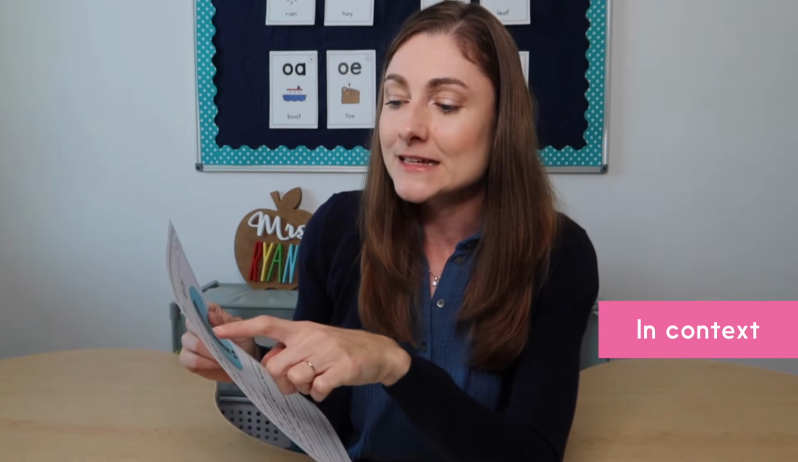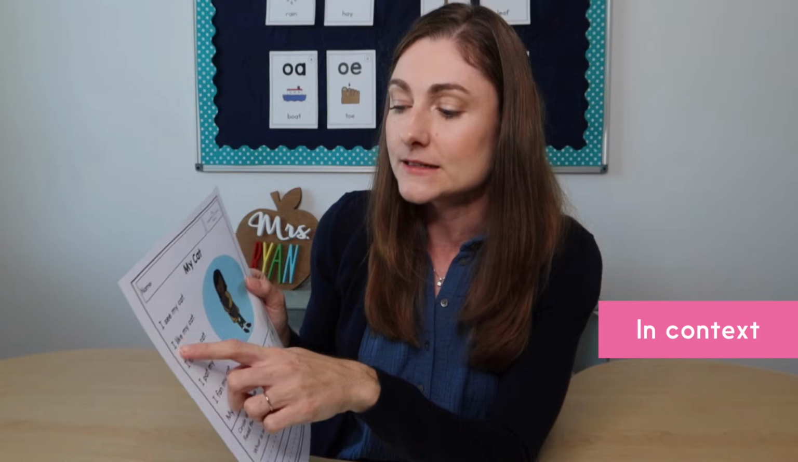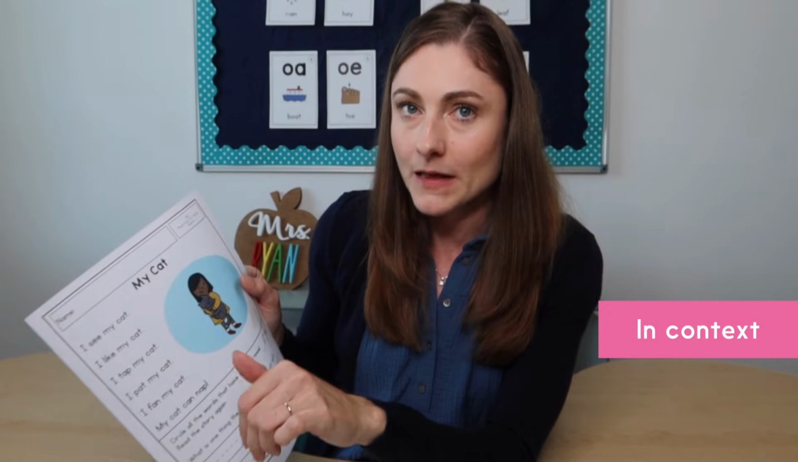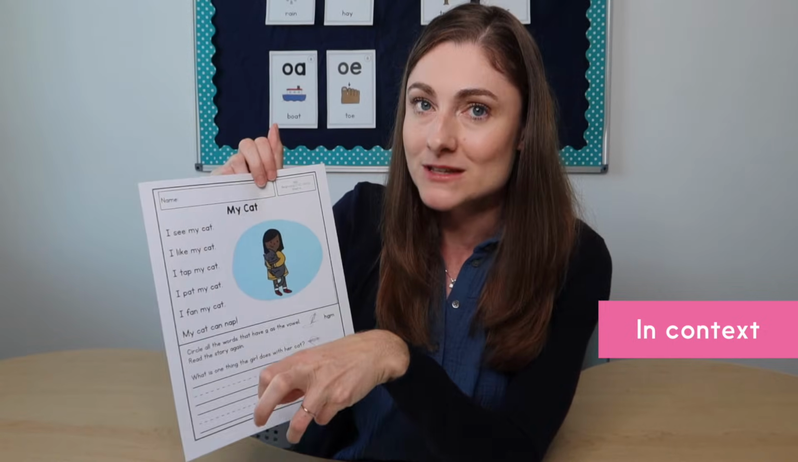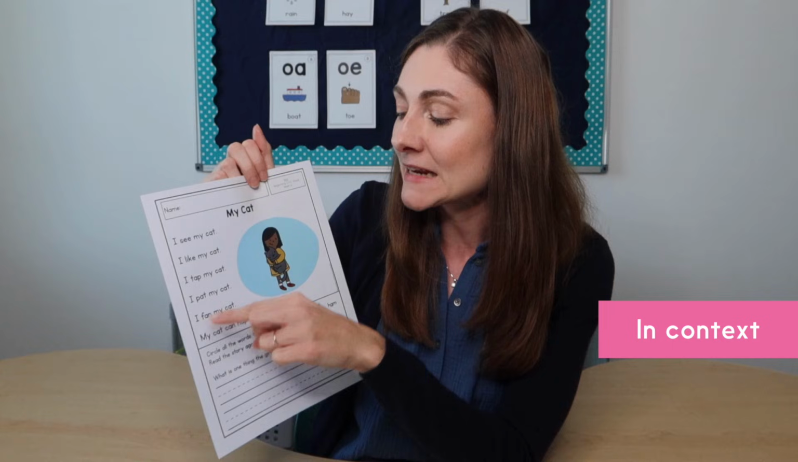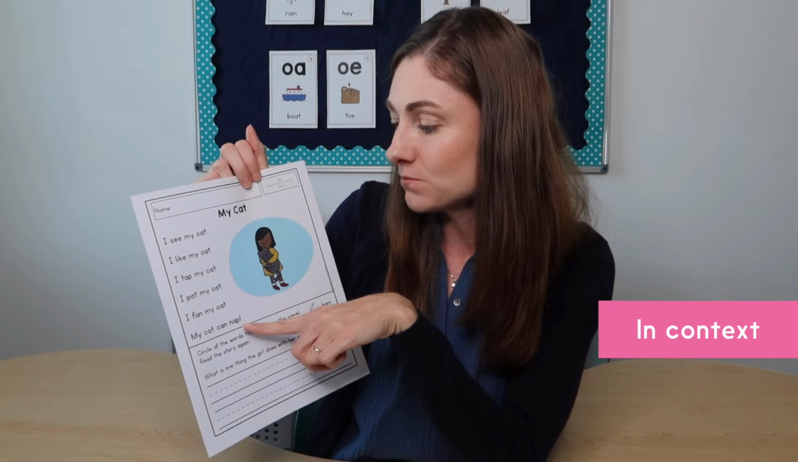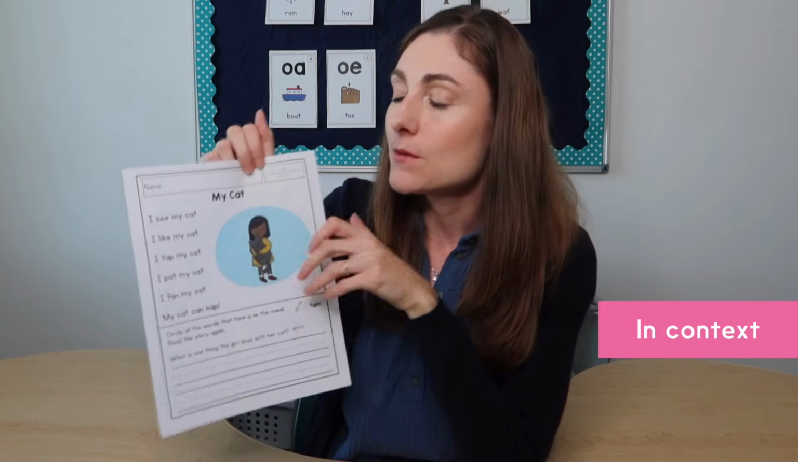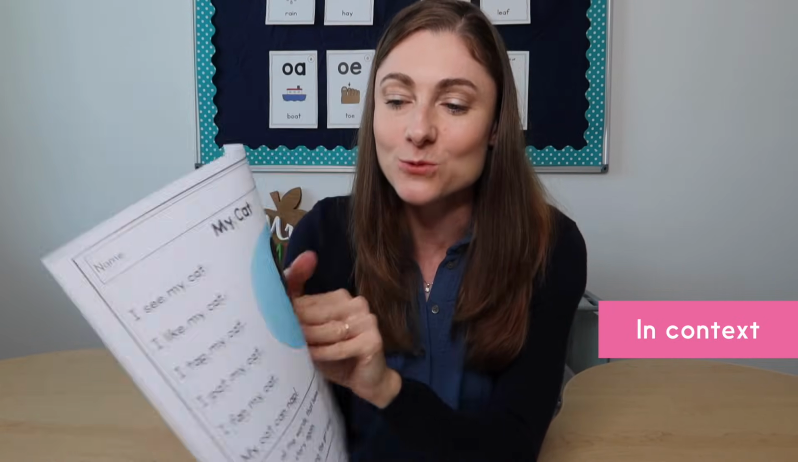It says, I see my cat. Cat is obviously the CVC word to focus on. Then the next sentence is, I like my cat. So the see and the like are high frequency words, but then we get into some more CVC words sprinkled in. I tap my cat. I pat my cat. I fan my cat. My cat can nap.